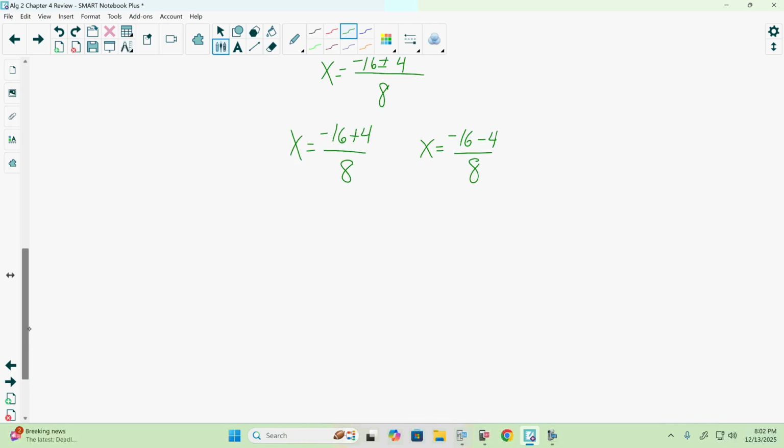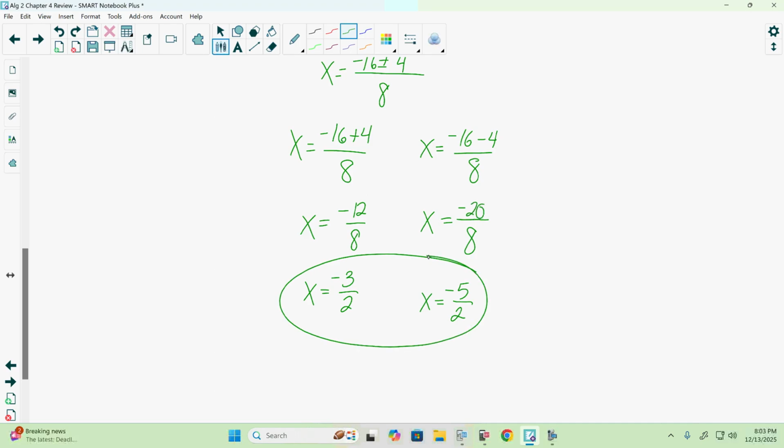If we did this by hand, negative 16 plus 4 is negative 12. And negative 12 over 8 is going to be negative 3/2. On the other side, negative 16 minus 4 is negative 20. And negative 20 over 8 does reduce to negative 5/2. So the last two are negative 3/2 and negative 5/2.